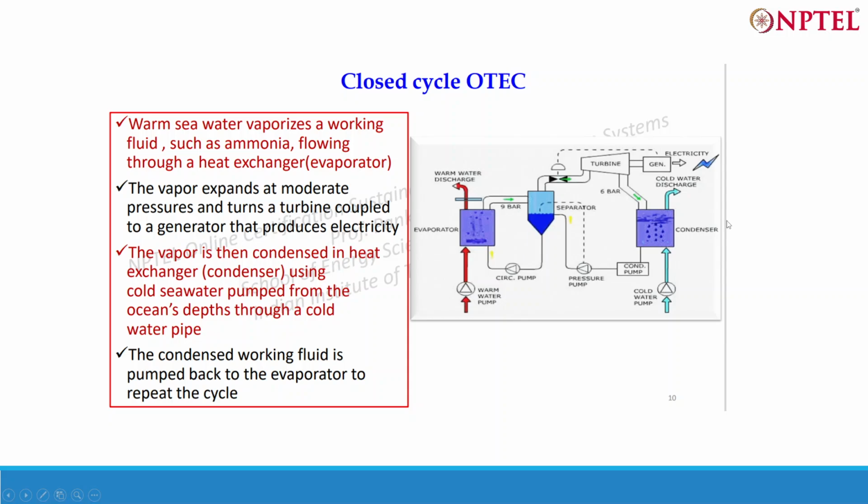The vapor is then condensed in the heat exchanger here using the cold seawater pumped from the ocean depth through a cold water pipe. Okay, so the ocean depth can be 1 kilometer. The condensed working fluid is pumped back to the evaporator to repeat the cycle.